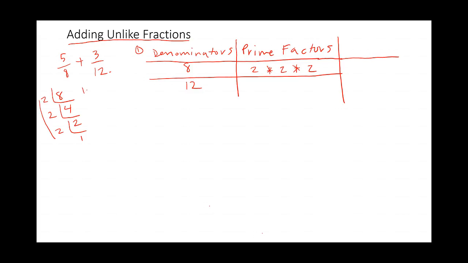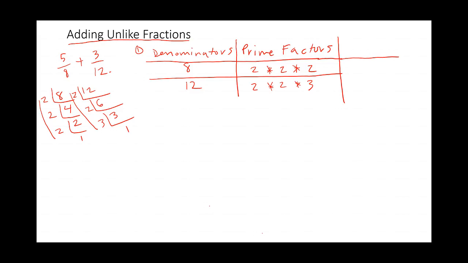Now we do the same thing for 12. Let's see, there's a 2 in there. 6 times a 2 goes in there. There's a 2 in 6. There's 3 of them. That's a prime number, so we list our 3 and a 1. Those are the prime factors for 12. So 2 times 2 times 3.